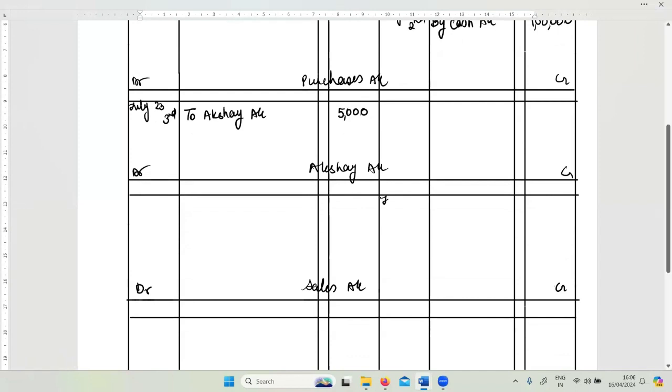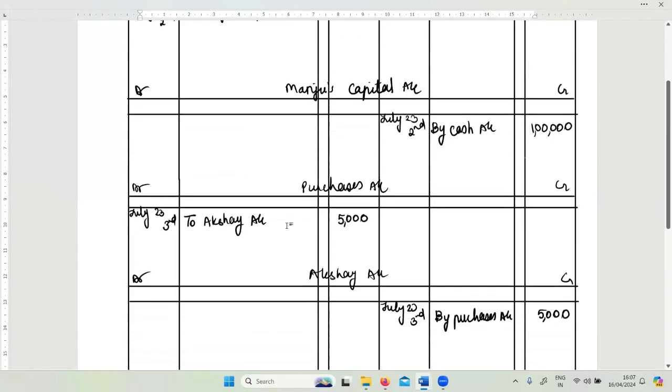On the credit side, write July 23. On which date? 3rd of July. I have what? By purchases account. Amount is 5,000. Fine. So what I've done, one side is debit, one side is credit. If you see, it's opposite. In the purchase account, I write the remaining part of the transaction. In Akshay's account, I've written the remaining part of the transaction. If Akshay's account is credited, I will write it on the credit side of Akshay's account and the remaining part of the transaction. Got it? This completes our second journal entry.